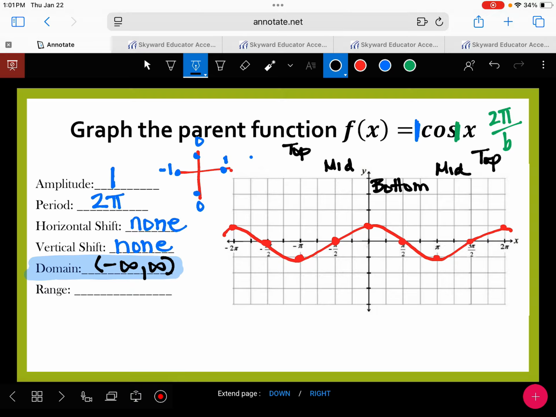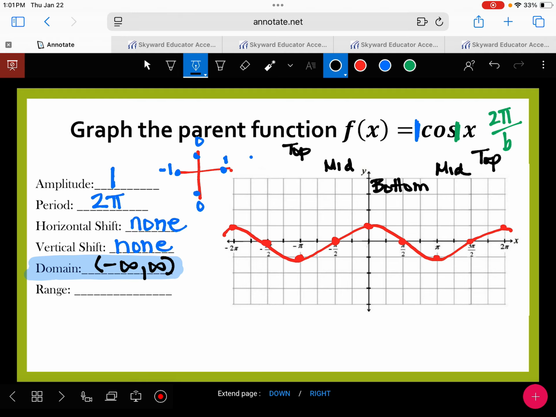So again, your wave is going to have 3 y values, just 3 y values. You're going to have the highest number, the middle number, the lowest number. And we have to remember that a cosine wave starts at the highest. Then it goes middle, low, back to middle, okay?